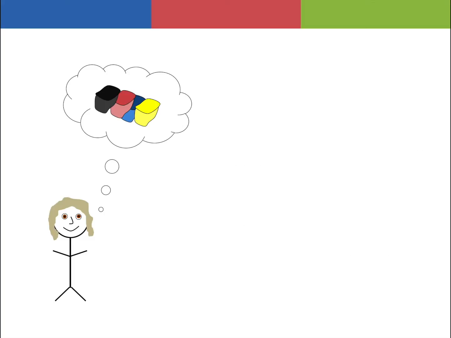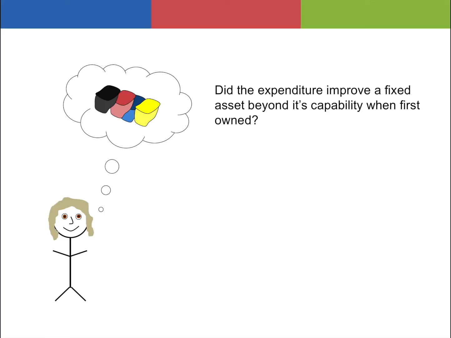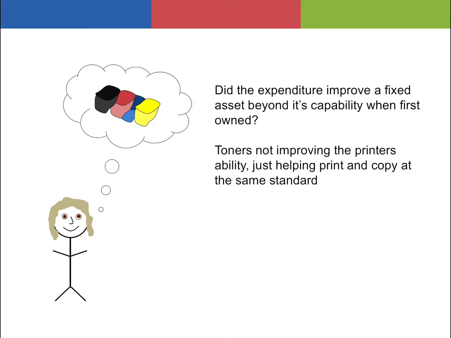The second question is, did the expenditure improve a fixed asset beyond its capability when first owned? The ink toners were bought to assist the printer to do its main job of printing or copying the adverts of work required. This is not improving the printer's ability. It is just helping print and copy work at the same standard.